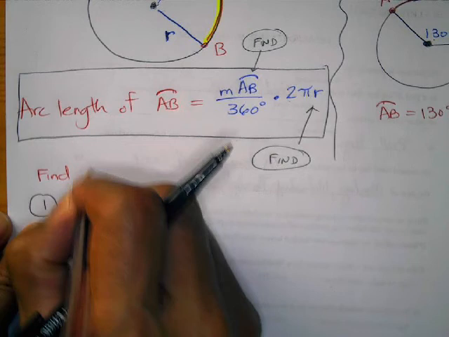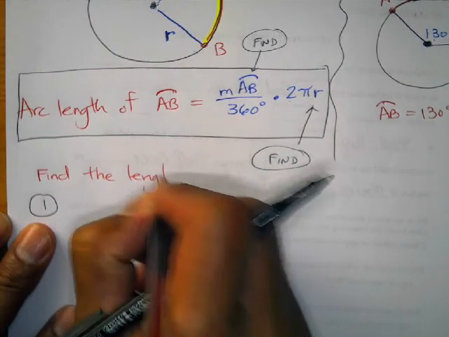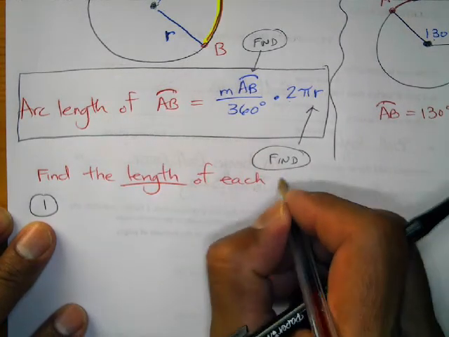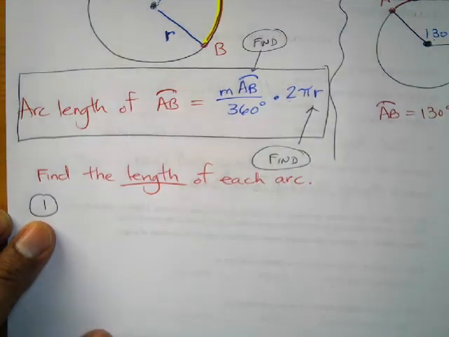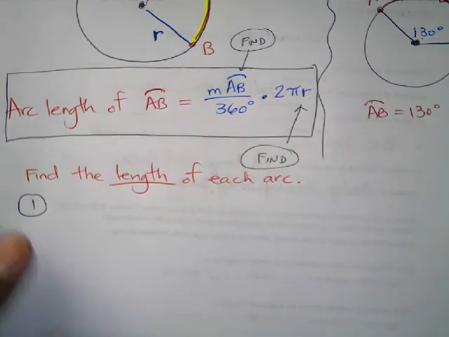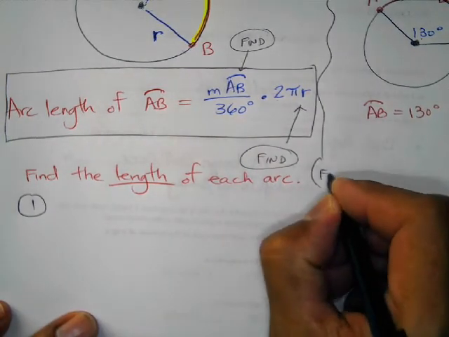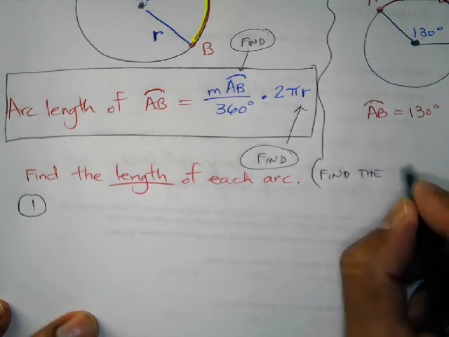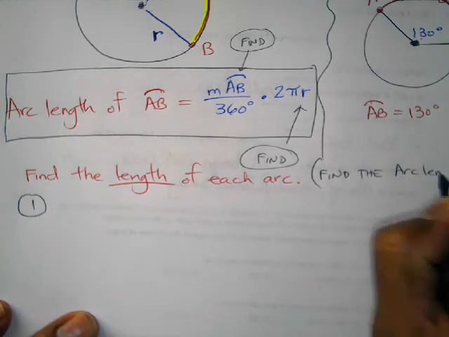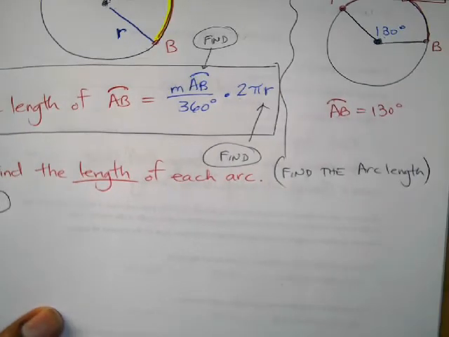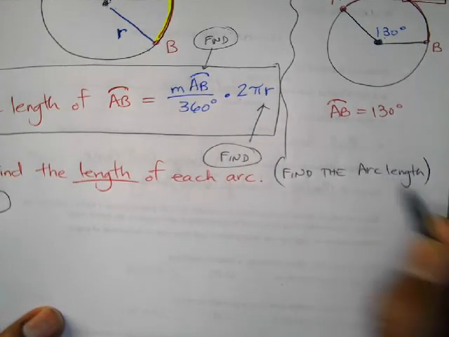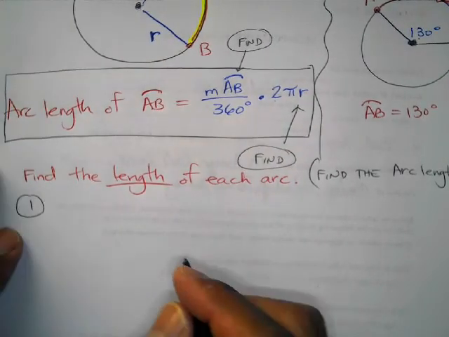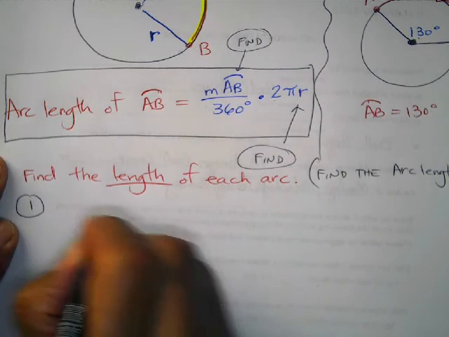Let's write the directions, right? Find the length of each arc. Well, yeah, find the length of each arc, or what's another way to say it? Find the what? Arc length. Same thing, right? Find the arc length or find the length of each arc. Same thing. This is the formula you're going to use. That's it. Okay, so the first one, draw this circle.